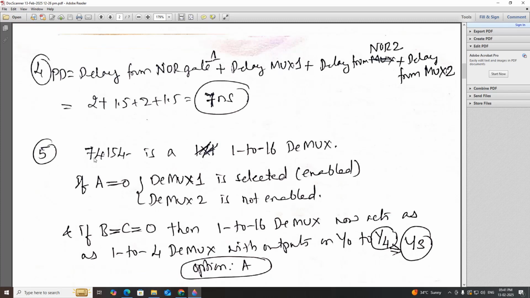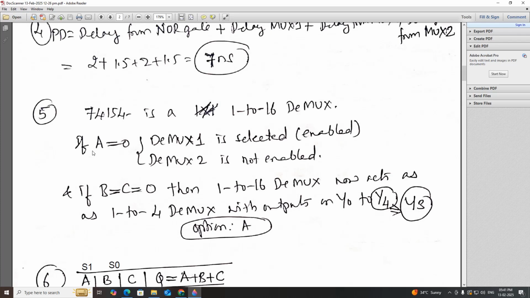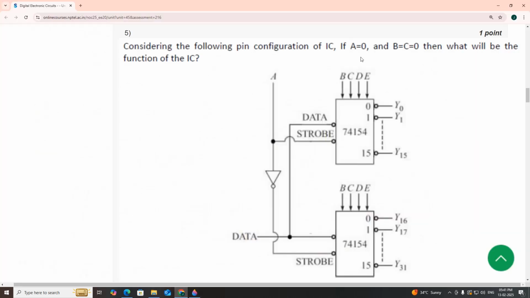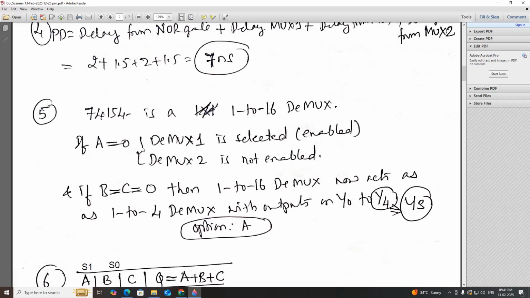What is 74154? 74154 is a 1 to 16 demux. That means it has 1 input and 16 outputs. Now what is the question they are asking? If A is equal to 0, definitely only the first demux is enabled. The second is not enabled, so we concentrate only on the first one. Demultiplexer 1 is enabled, demultiplexer 2 is not, so we will not concentrate on the second.